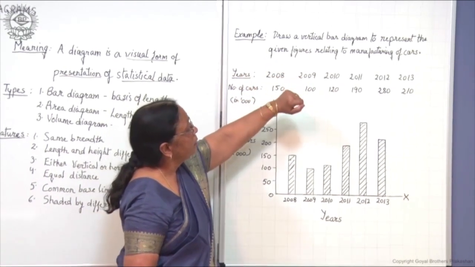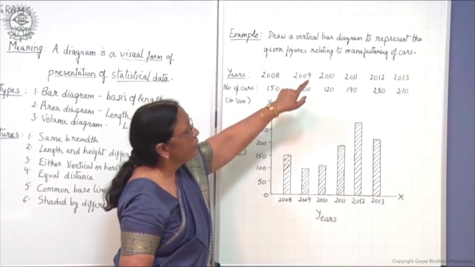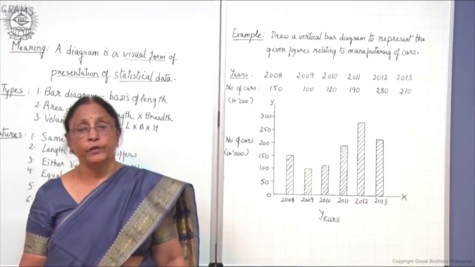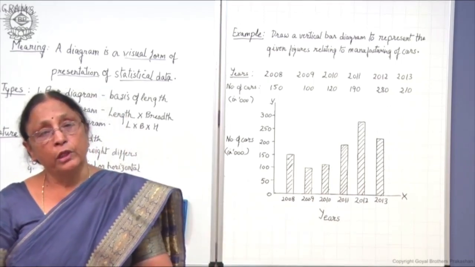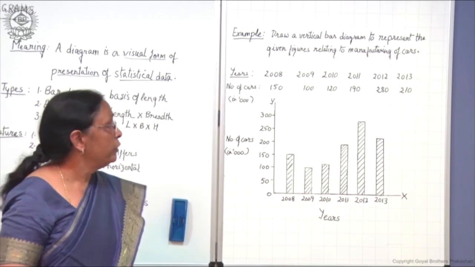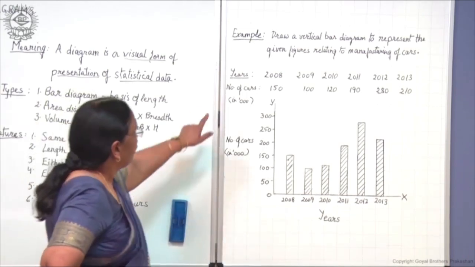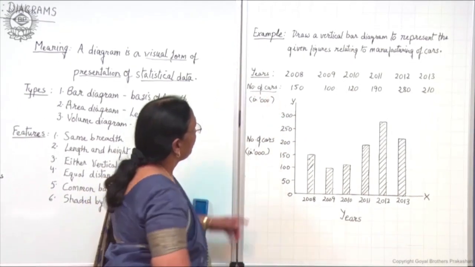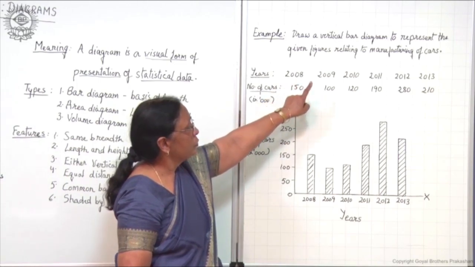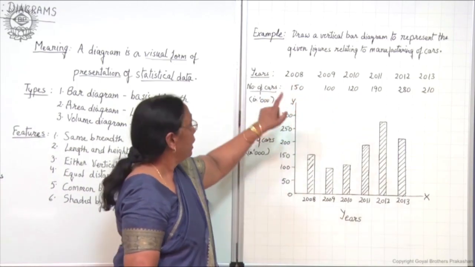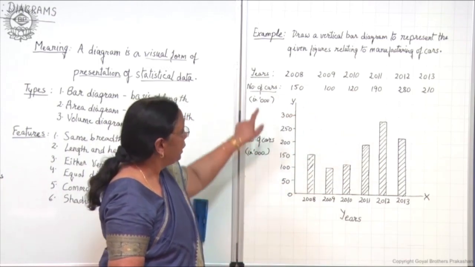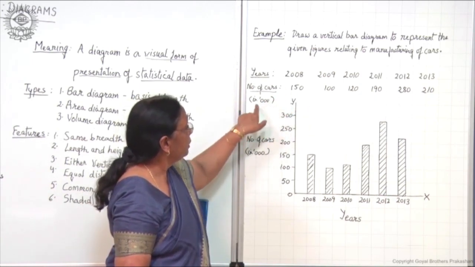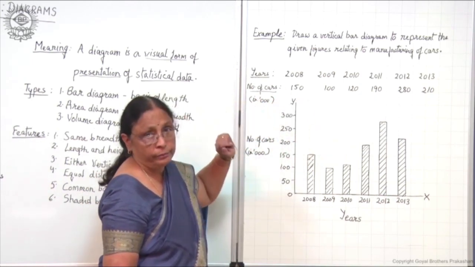Draw a vertical bar diagram to represent the given figures relating to manufacturing of cars. Now this table is given to you. The figures are given in the form of a table here. These figures give you the detail about manufacturing of cars in a particular region. Now here the years are given and number of cars are shown here. Now years 2008, 2009, 10, 11, 12 and 13 and the number of cars in each year in thousands, right. So cars we are showing here not only 150 but all the figures are in 1000.